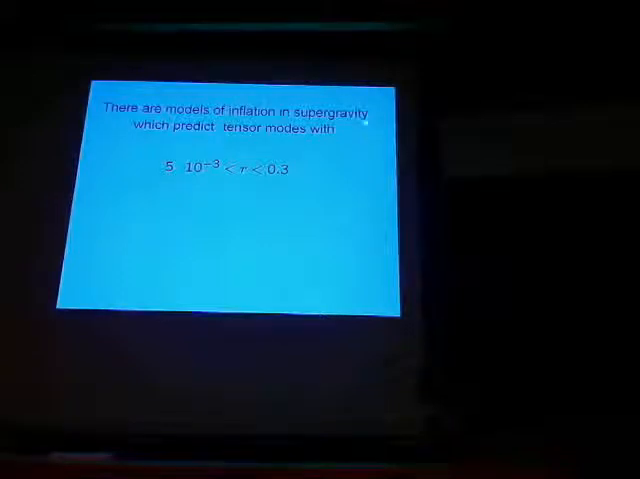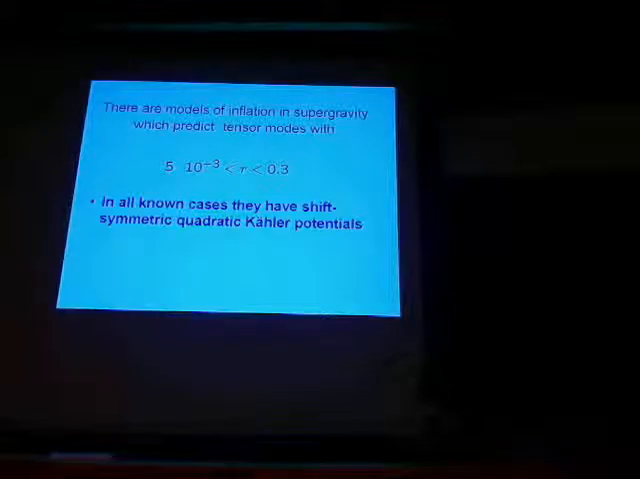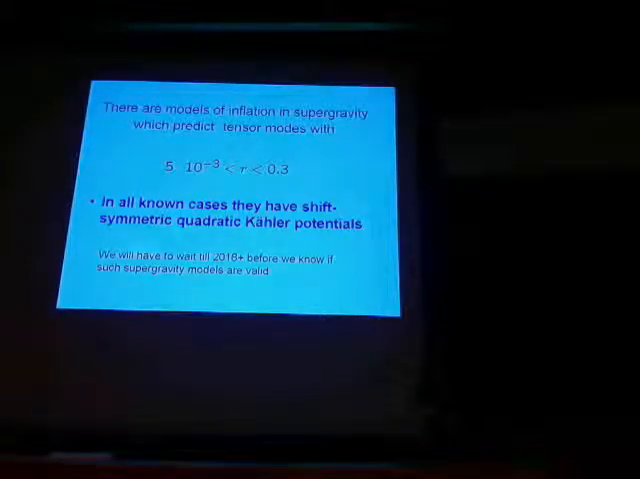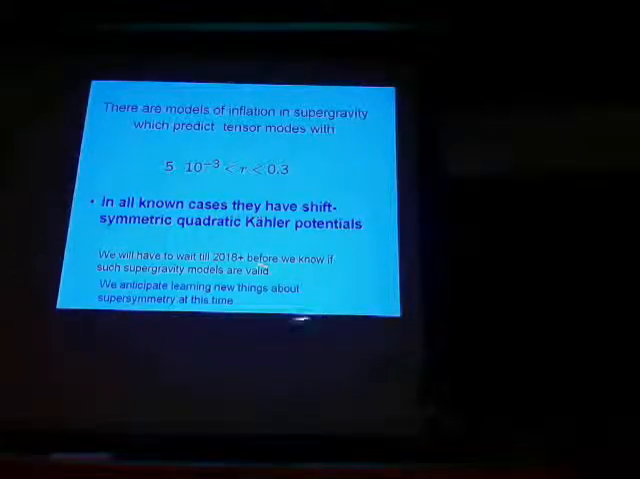Now, there are models of inflation in supergravity which predict tensor modes below the current bound, all the way up to 10 to the minus 3. And in all known cases, they have shift symmetric quadratic Kähler potentials. And we'll have to wait till 2018 plus before we know if such models are valid. And of course, by that time, we will hopefully know about supersymmetry, whether we should deal with Kähler potential and superpotential at all, if supersymmetry is there.